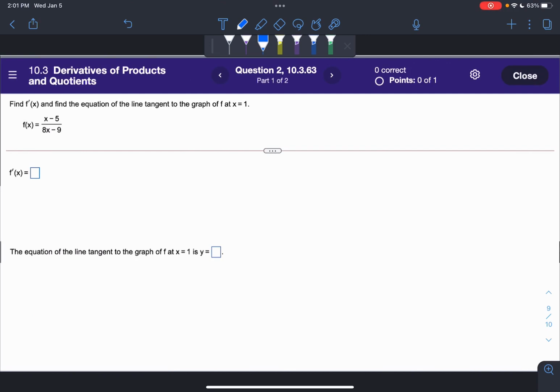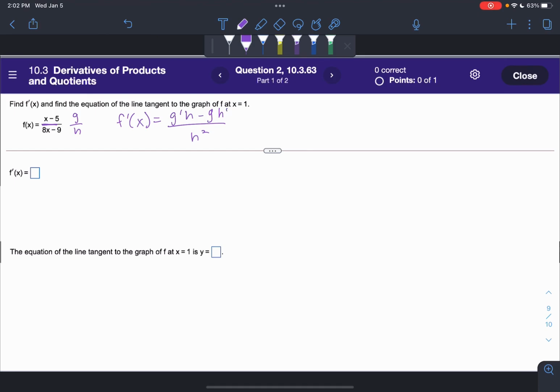All right, let's do one more. So now we have a quotient, right? I have this kind of fraction bar here, or you can read it as x minus 5 divided by 8x minus 9. Either way, you should know that you should use the quotient rule here. So I'm going to put g over h. Let's use our rule. That's g prime h minus g h prime over h squared.